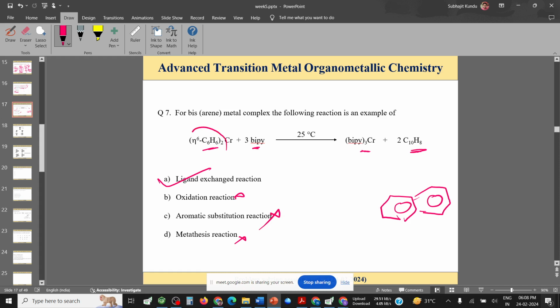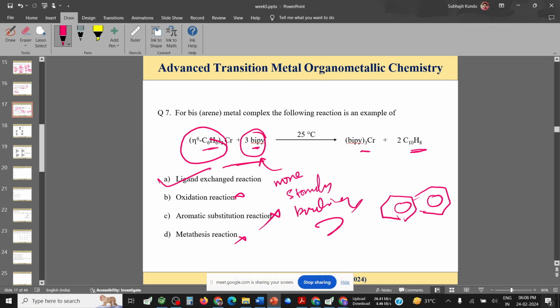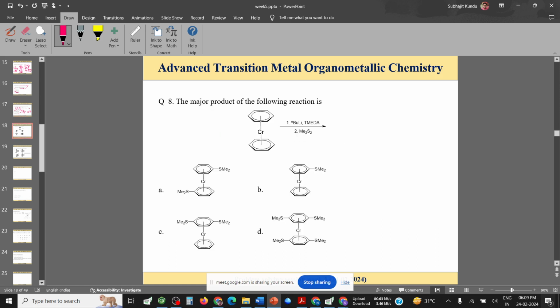The arene ring is exchanging with the more strongly bonding bipyridine ring on the chromium. When the ligand which you are adding is more strongly bonding, then these types of substitution reactions happen, like what is happening over here. With this, I am going to the next question of today's discussion.